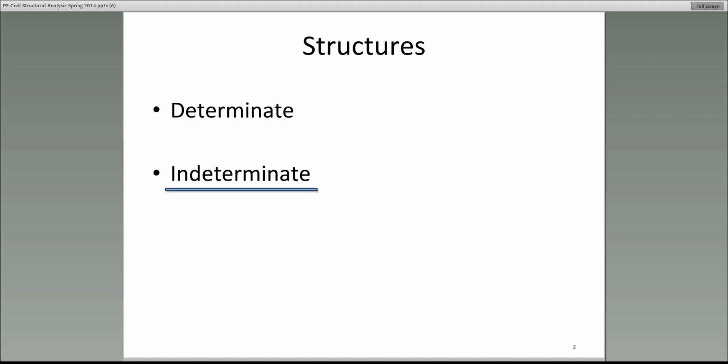All right. The rest of you who are taking something other than the structures focus in the afternoon, let's work on learning how to analyze determinate structures.